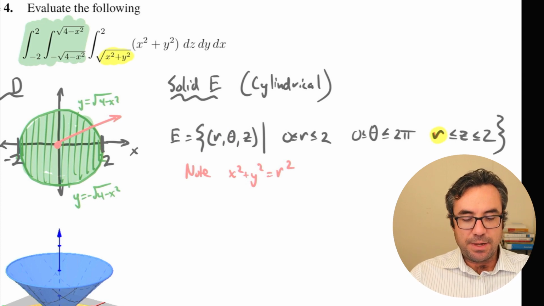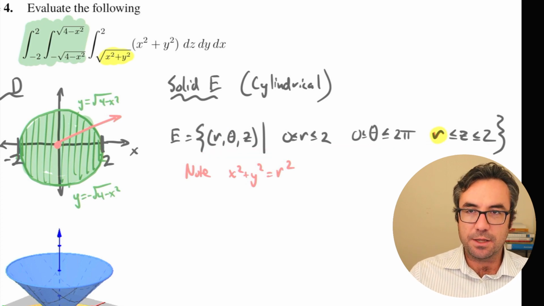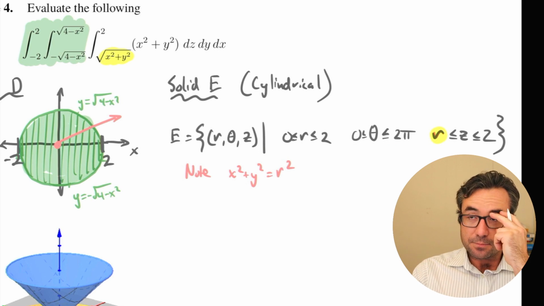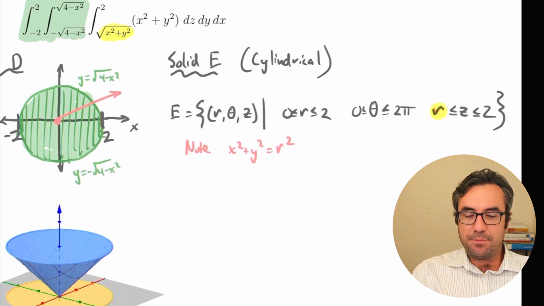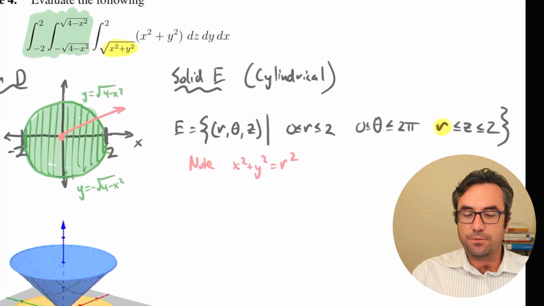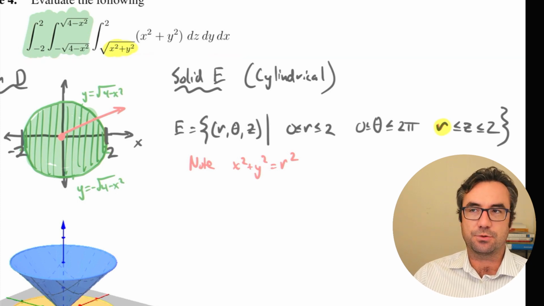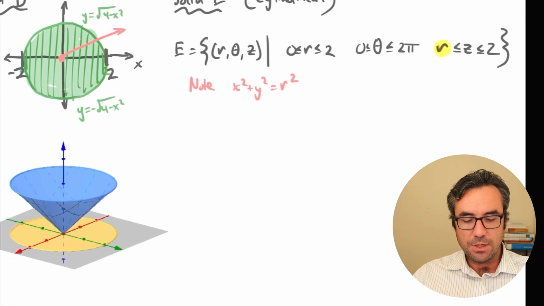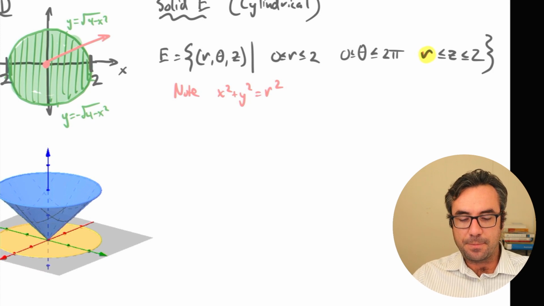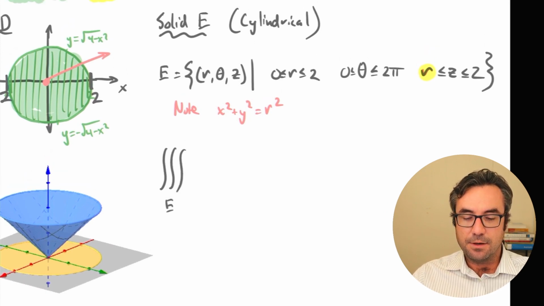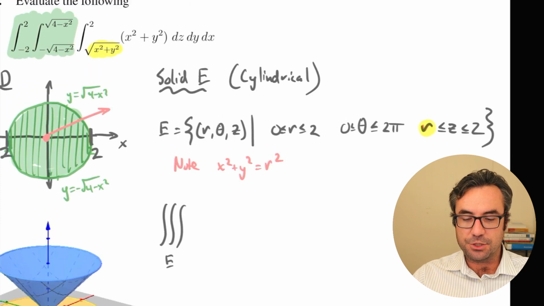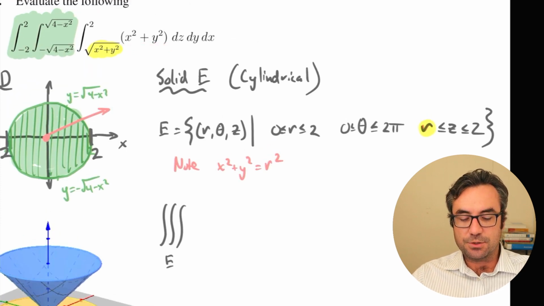All right, so now we have our description for E all in cylindrical coordinates, and we're ready to convert this over fully into cylindrical coordinates. So let's write it out. Our triple integral over this solid E of the function, what's our function? Well, our function is x squared plus y squared.